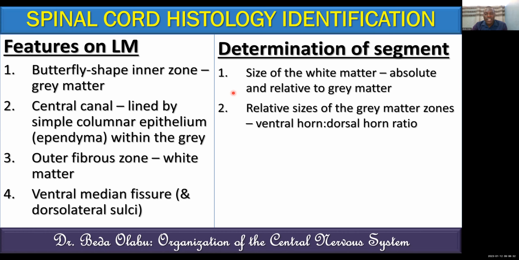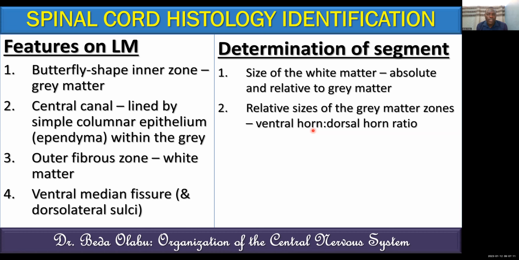The next thing that you need to know, and very important, is the relative size of the gray matter zones, in particular, the relative size of the ventral horn compared to the dorsal horn of that particular segment. That has a lot of implications. But as a general rule, the ventral horn is usually larger than the dorsal horn. And so again, you need to be training your eye to know what exactly you mean by large.